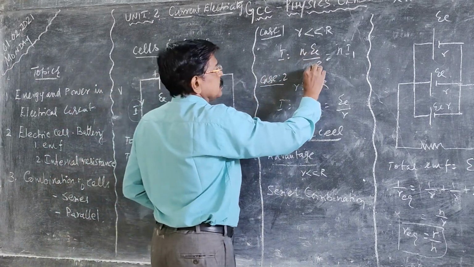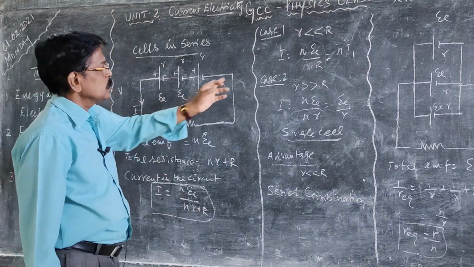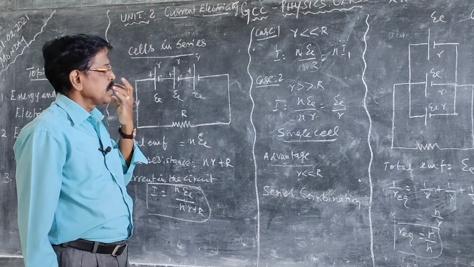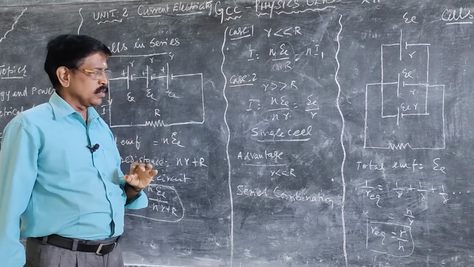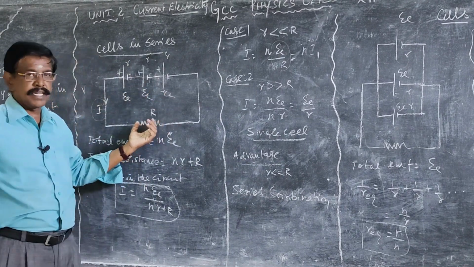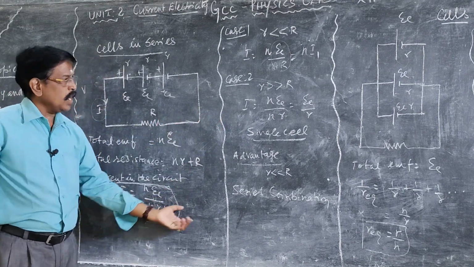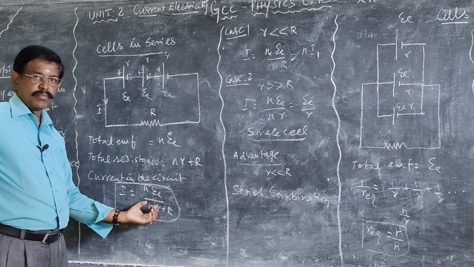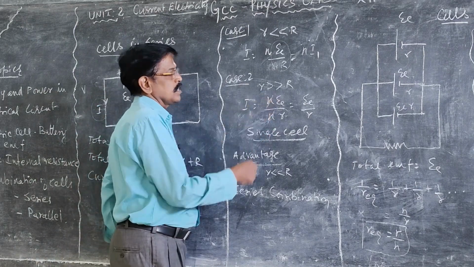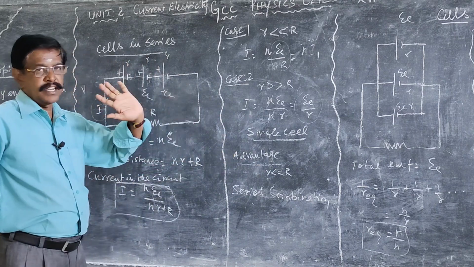N times, this is the current delivered, the current due to the single cell alone. So the current is increasing or multiplying, you can see. See case number 2. Suppose you assume the internal resistance of each and every cell is very much greater than the external resistance. In this case, R is omitted, nr cannot be omitted. So n psi by nr, n gets cancelled. So psi by r, this is nothing but the single cell current.